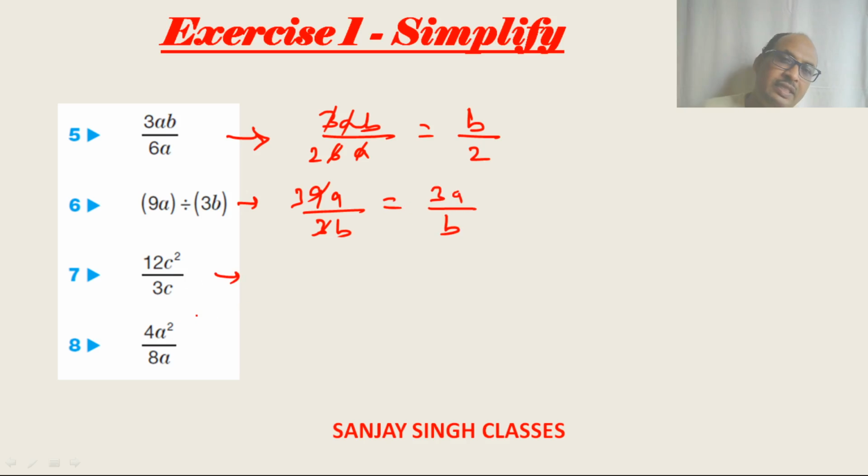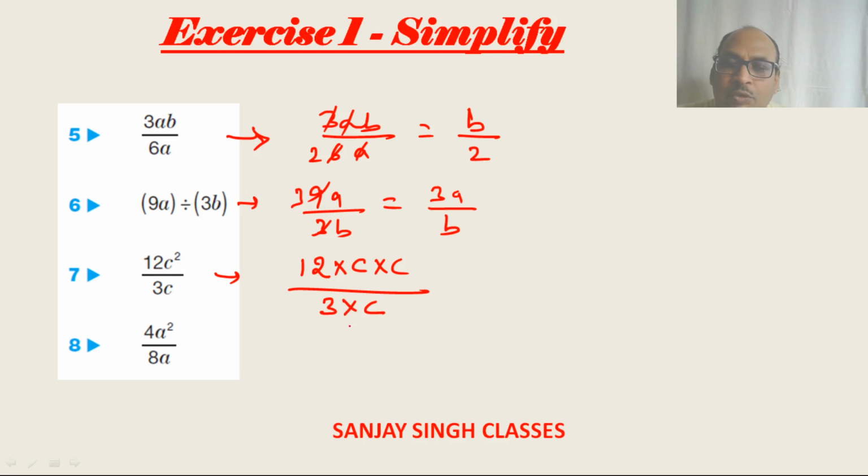Now in this case, some people may get confused, in the sense of 12c square. Students in grade 8 sometimes may get confused. So for them I am telling, c square can be written as c into c. Where only a single variable is there, there is no problem, you will be able to cancel immediately. But where c square is there, just for your understanding, c square can be written as c into c and 3c can be written as 3 into c. Like this also you can do it. So you can cancel this and one c, and you will get the answer 4c.